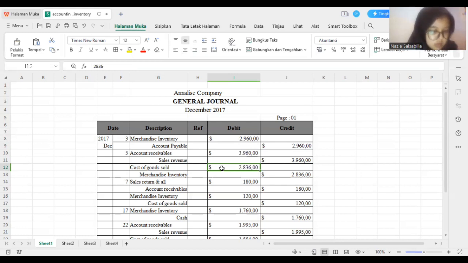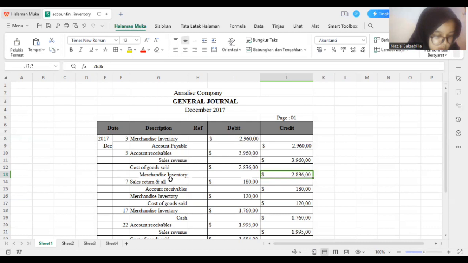$2,836. We got it from 3,000 times $0.60 plus 1,400 times 0.74. The result is 2,836, and merchandise inventory on credit side is $2,836. Okay, the next transaction is on December 5th.